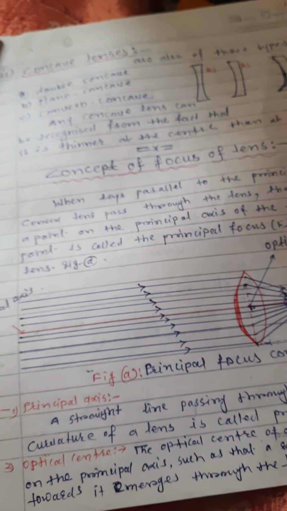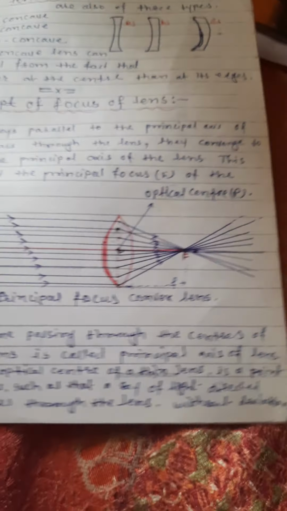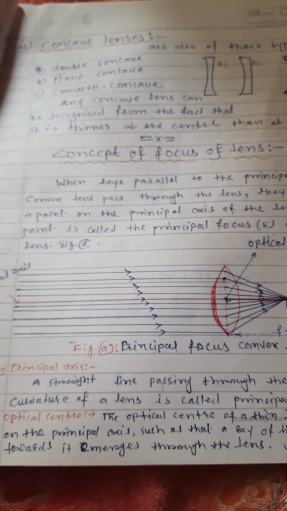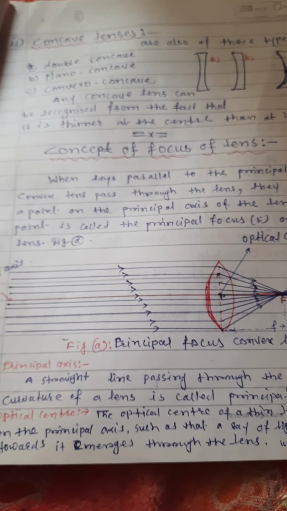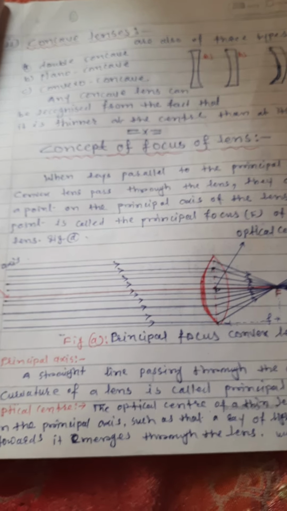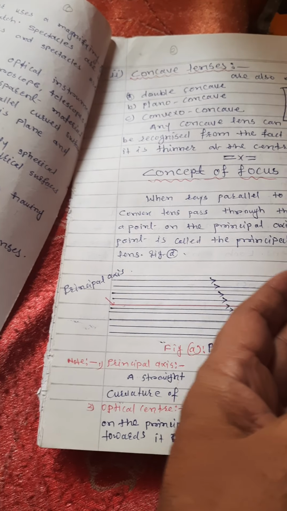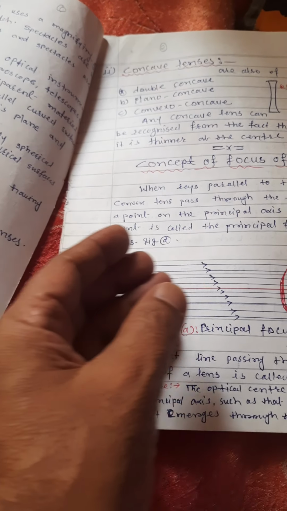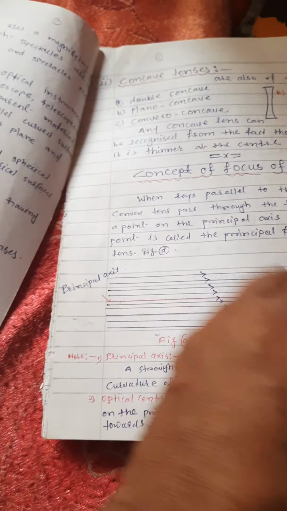Then the second point is the concept of focus of the lens. Focus of the lens means when a ray parallel to the principal axis of the convex lens passes through the lens, it converges to a point on the principal axis of the lens. This point is called the principal focus F, which is given in the diagram. So these parallel rays come to the lens, pass through, and converge at one point, where the image of the object is formed. So that is the principal focus point F.